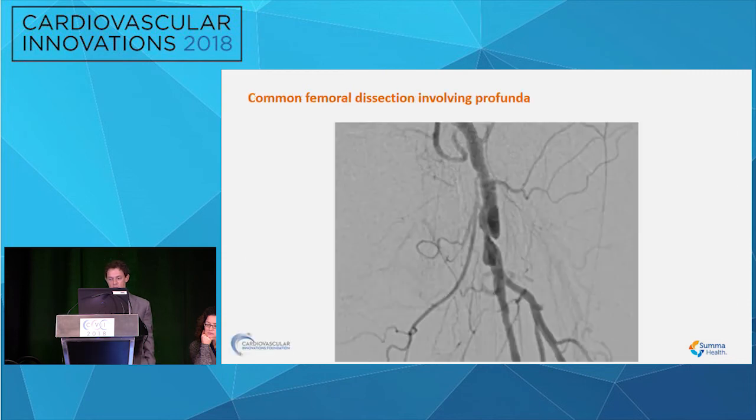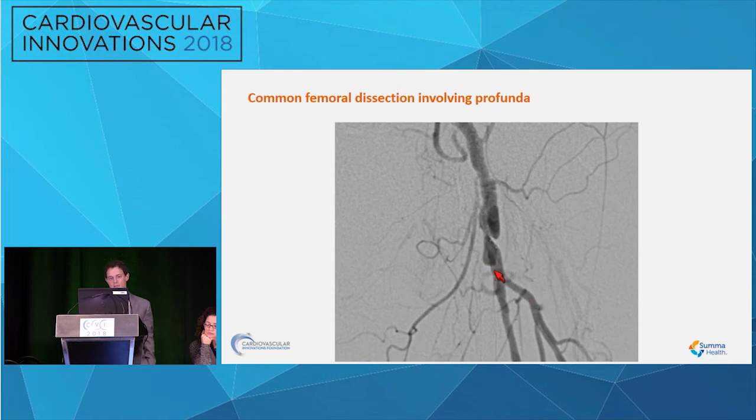So this is what I'm left with. She's now got good flow into her foot, but she has this common femoral dissection. I don't know how many of you would have tried to address this endovascularly. I felt that if I tried to put a stent here in her common femoral, I would shut down her profunda. I felt that the dissection involved it.